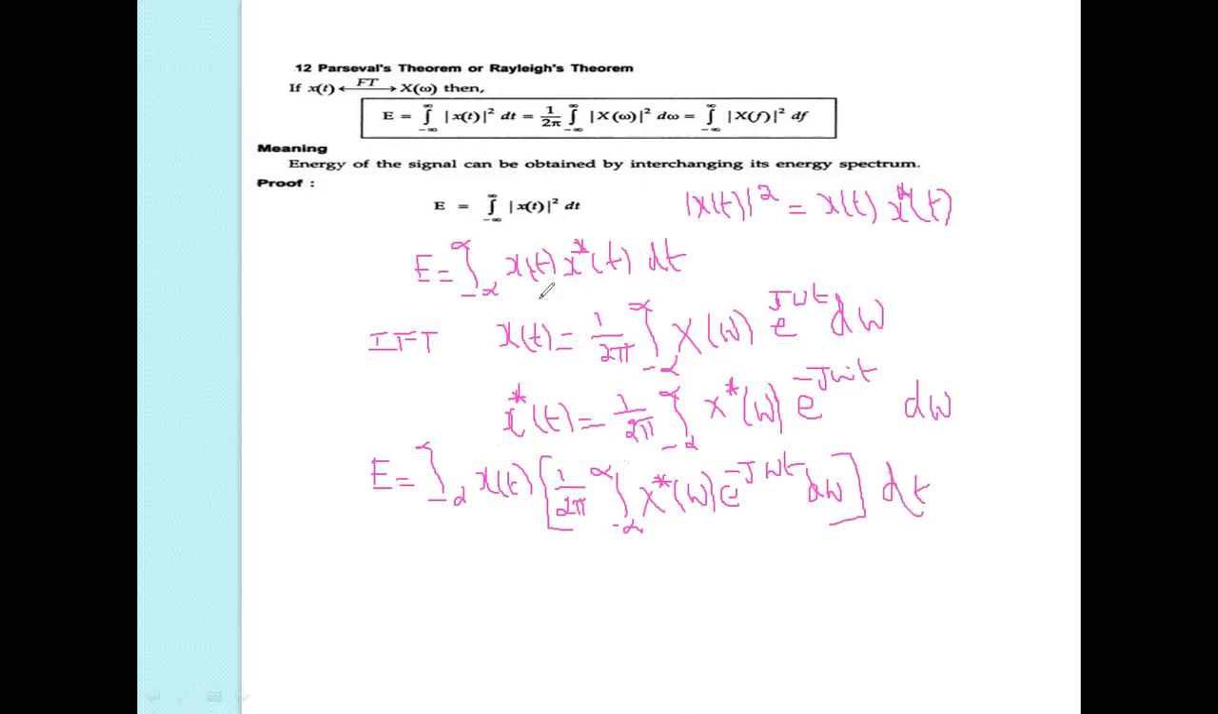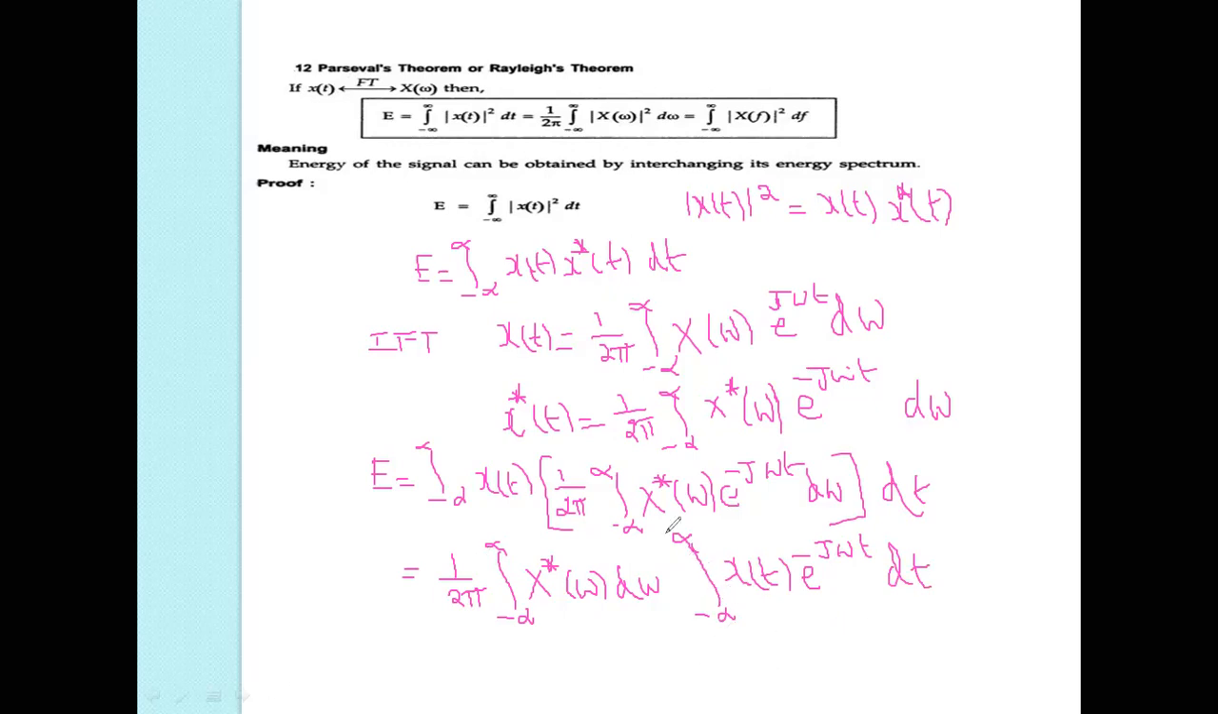Okay, so in this equation, now rearrange these expressions of the two integrals. 1 by 2 pi integral minus infinity to infinity x star of omega d omega. The omega terms is one integral, and the remaining t integrals, integral minus infinity to infinity x of t e power minus j omega t, all the t terms, keep it in another integral.